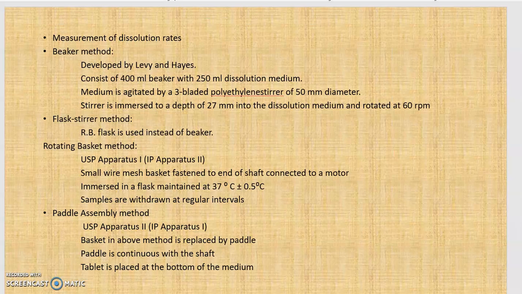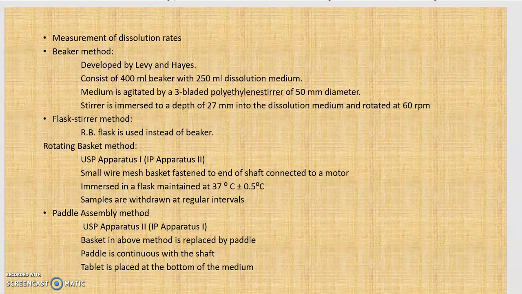Next, coming to an important part, how is dissolution rate measured? Now, we'll see different methods by which the dissolution rate is measured. Firstly, a simple one, Beaker method, which was developed by Levy and Hayes. It consisted of a 400 ml beaker with 250 ml dissolution medium, which was agitated by a stirrer of 50 mm diameter, immersed to a depth of 27 mm into the dissolution medium, which was rotated at an RPM of 60. The second method was the flask stirrer method, wherein instead of beaker, it was replaced with a round bottom flask.